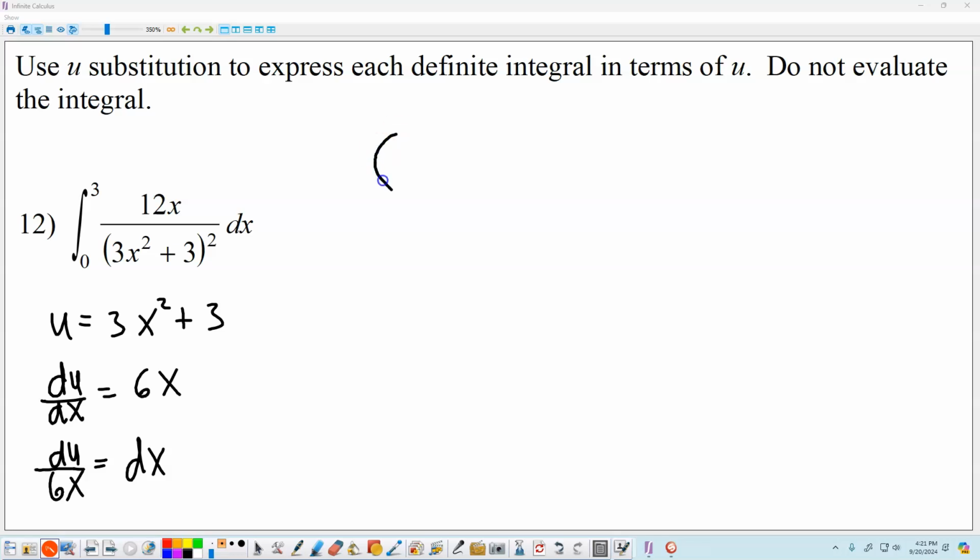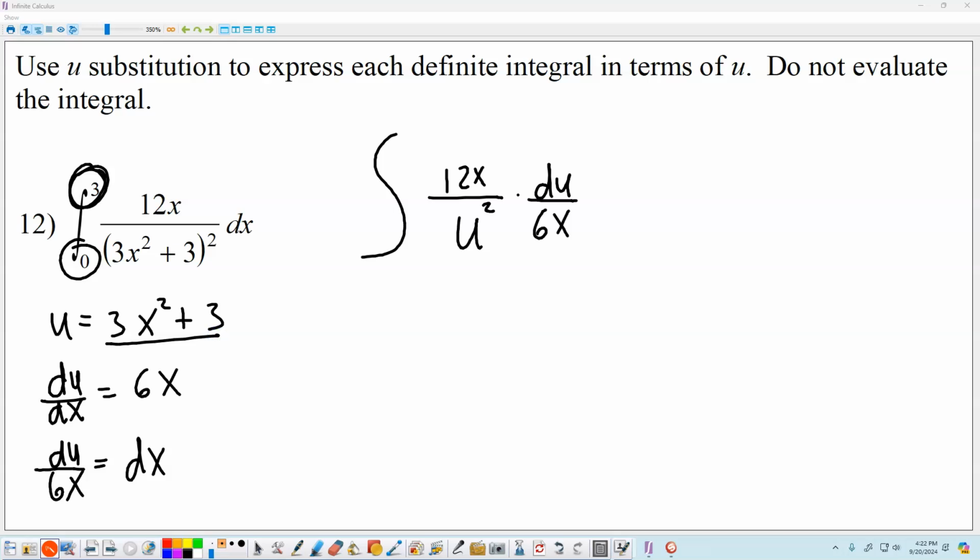And we're going to do our integral. So we have 12x on the top. On the bottom, we're going to have u squared. And the dx is now being replaced with du over 6x. Now, we also need to change these numbers. So the way we do that is we're going to plug these numbers into our u formula here. So for the top one, I'll plug in a 3. And for our bottom one, we'll plug in a 0.